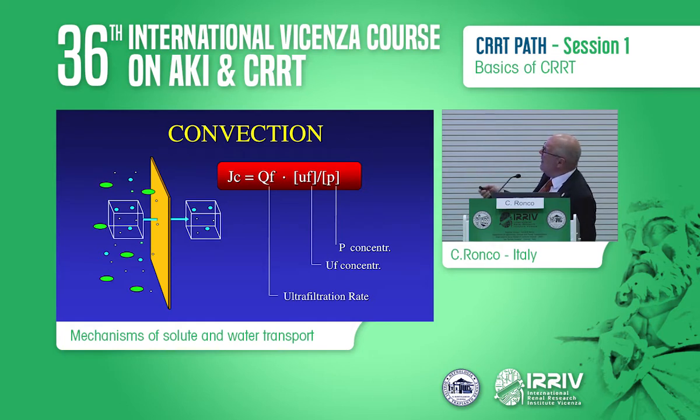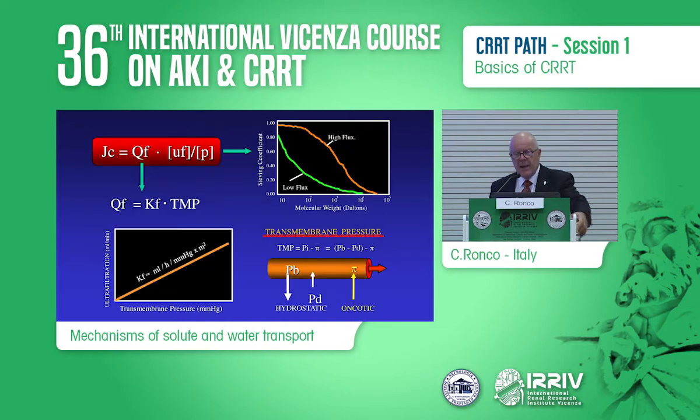Convection depends on the ultrafiltration rate, so the amount of fluid that you transfer across the membrane, and a value that we call sieving coefficient, which is the relationship between concentration of the solutes in the ultrafiltrate and in plasma water in the absence of gradient for diffusion. So the ultrafiltration depends on the ultrafiltration coefficient of the membrane. At a given transmembrane pressure gradient, you get a certain amount of ultrafiltration.